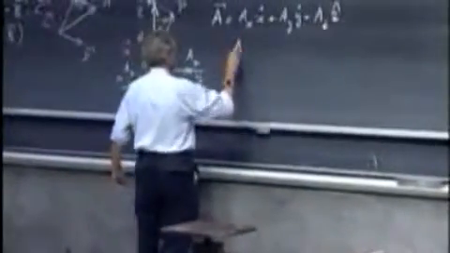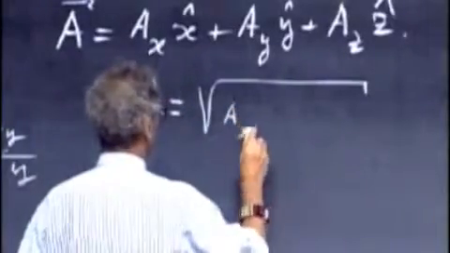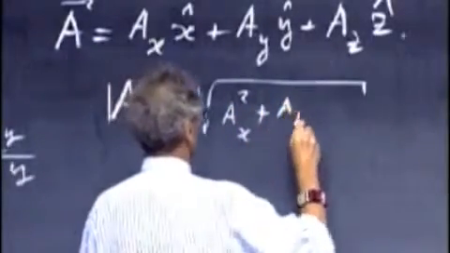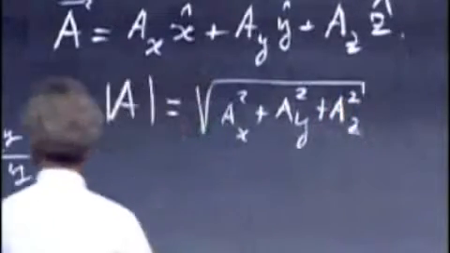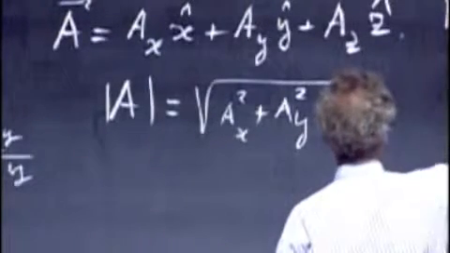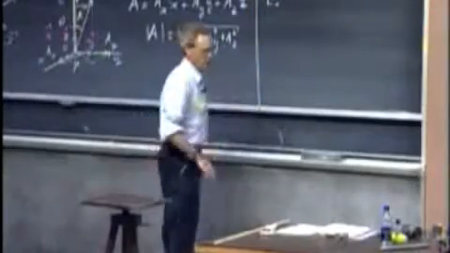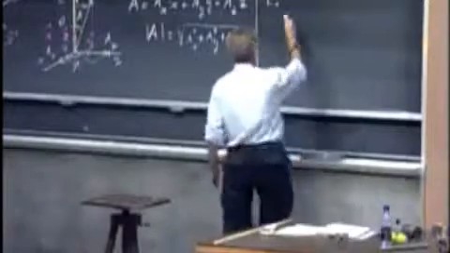The magnitude of the vector is the square root of ax squared plus ay squared plus az squared. And so we can take a simple example, just to see this in action. For instance, I take a vector A.